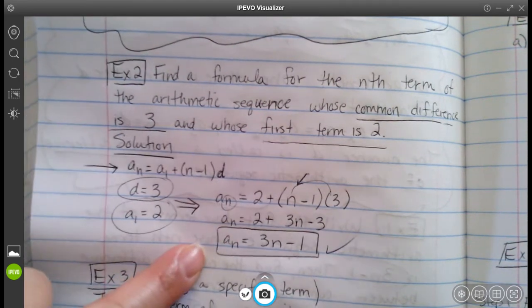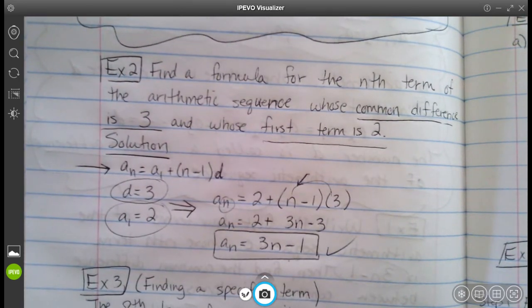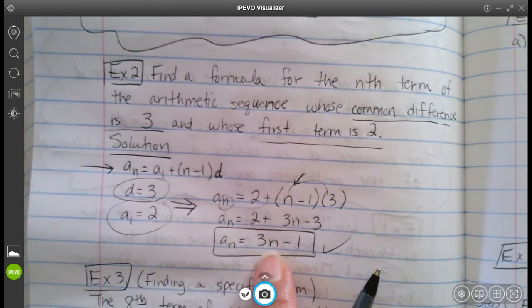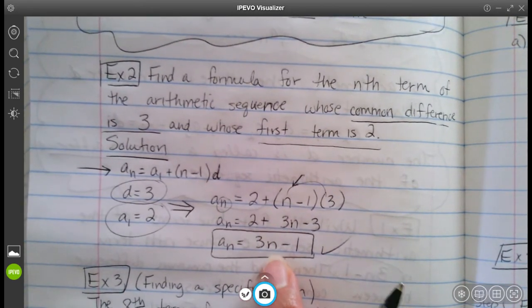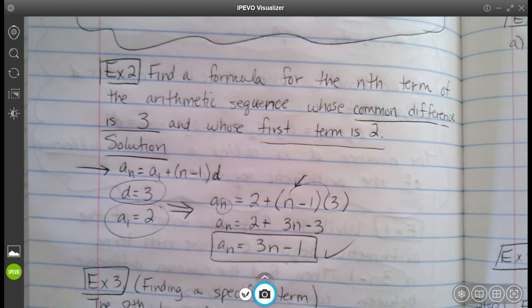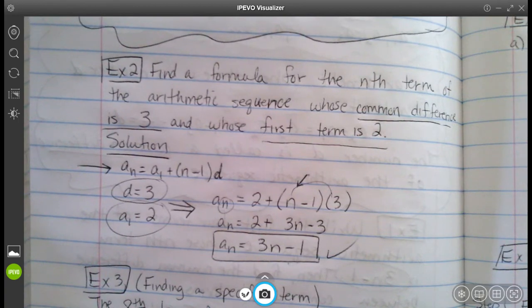So once you get to this point, let's say I had asked you, give me the 500th term. All you have to do is plug it into here. Say 3 times 500 minus 1 is 1499, or whatever it is that we're looking for. That's it. Easy as that.